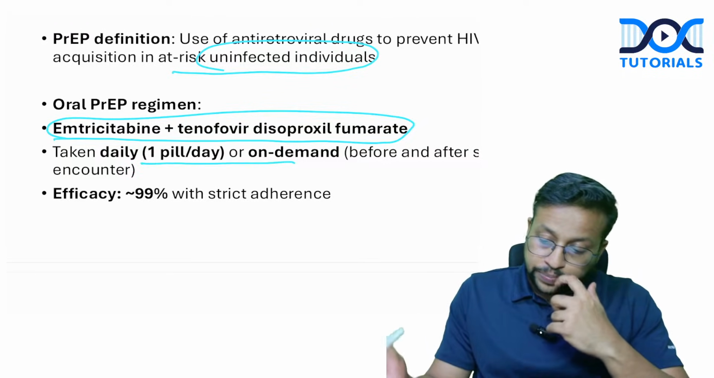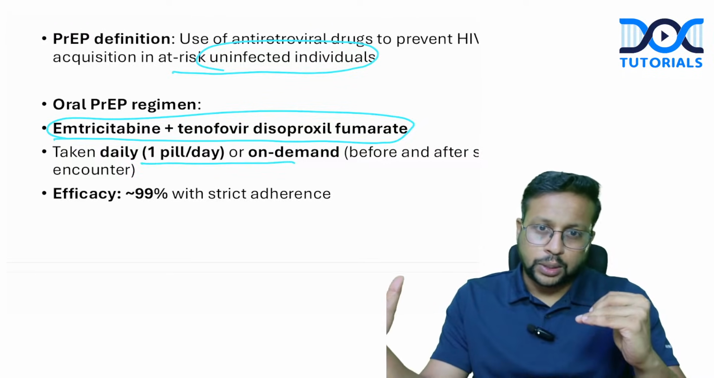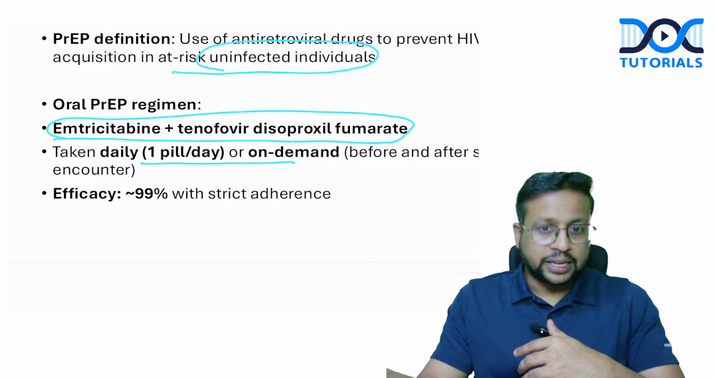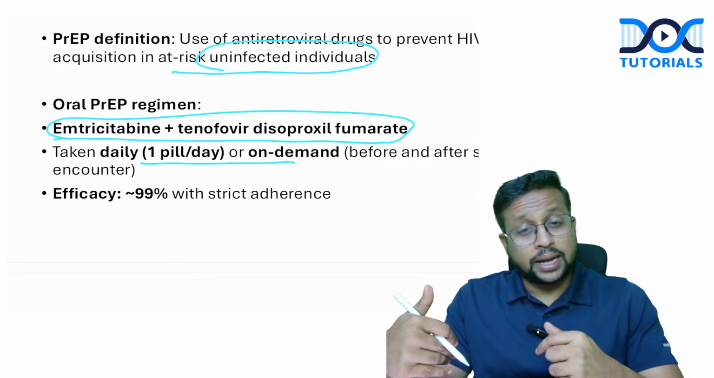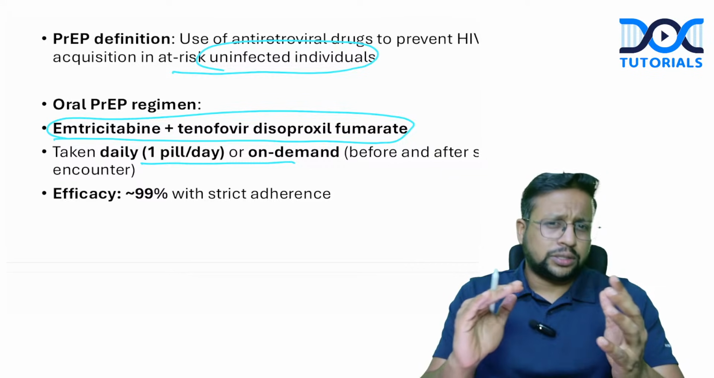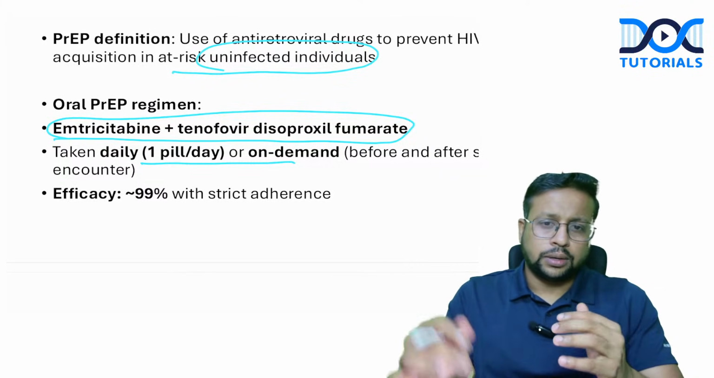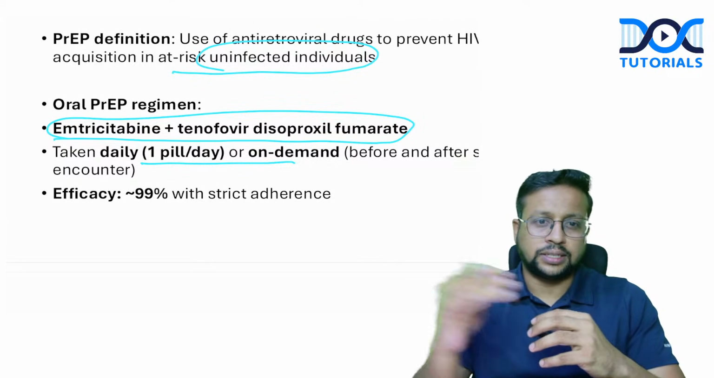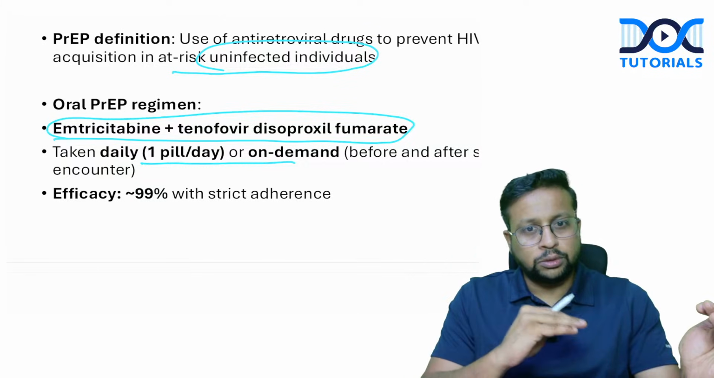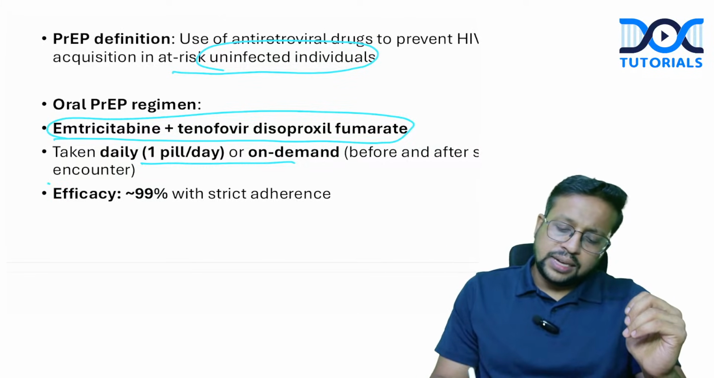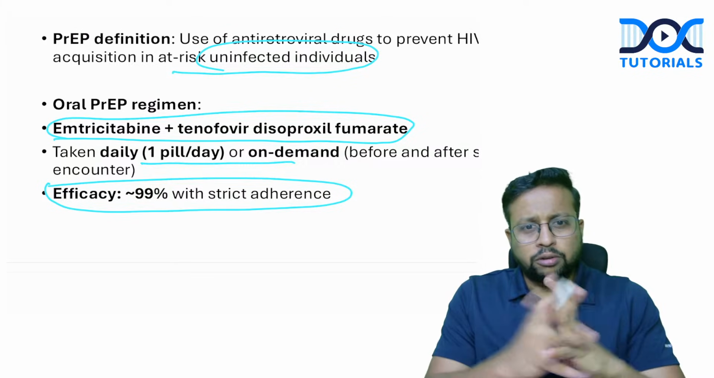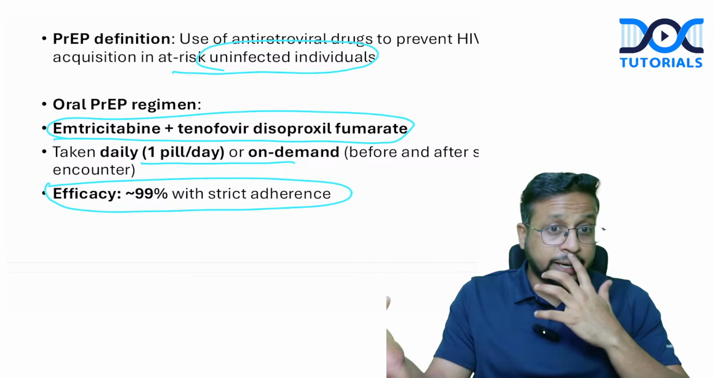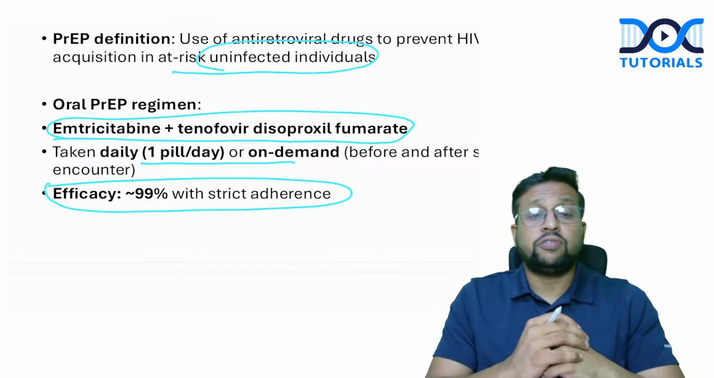It is taken daily, continuously, as long as there is exposure. So you'll have to start it early and then continue after the exposure, or you can take it on demand also. You can take the drug 2 to 24 hours prior to your exposure and continue until there is exposure. So there are two kinds of PrEP: continuous PrEP as well as on-demand PrEP. These regimens with emtricitabine and tenofovir disoproxil as pre-exposure prophylaxis are more than 99% efficacious if the patient is adhering.